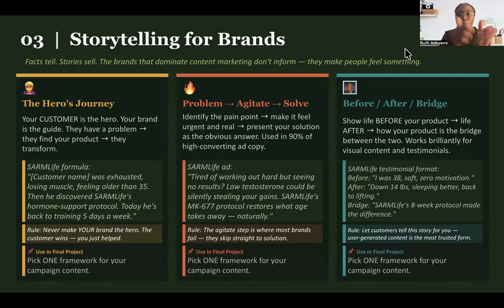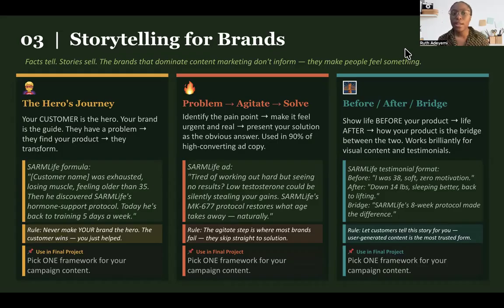And there are 3 different frameworks that I would like to share with you. Everything that you're seeing on this screen boils down to 3 different frameworks. Okay, keep that in mind. So you have the hero's journey, the problem, agitate, solve framework, and then the before, after, bridge framework. 3 different frameworks, okay? So the first one, the hero's journey framework, is where your customer, your ideal audience, is the hero on this journey. And your brand, you're the guide. You're the one leading them on the journey. So your hero has a problem, they find your product as the guide, and they're transformed.